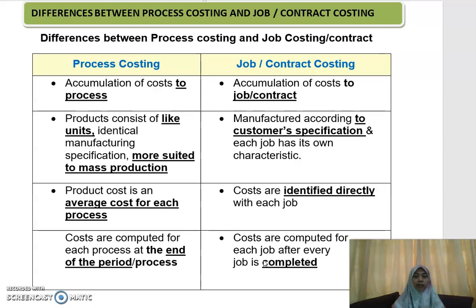If you see under contract costing, you will have the cost of work done to date. So you identify the cost for each particular contract once it is being completed. Whereas for the process costing, you accumulate the cost according to the period. The period depends, maybe monthly basis, maybe quarterly basis, maybe fortnightly. So it depends. At the end of the period, you will compute the cost for each process.